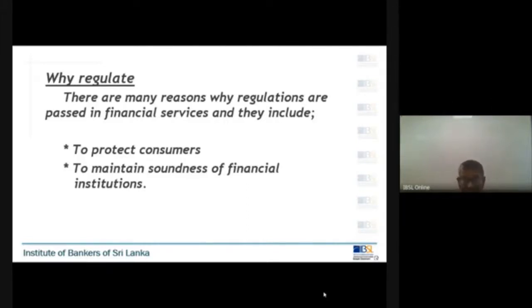We need to look after the financial institution, right? The collapse of a financial institution has a knock-on effect. That means it moves to another one. This has a contagious impact. If one financial institution fails, there may be a possibility of people losing trust and confidence in other financial institutions. So therefore, we need to maintain the soundness of financial institutions.